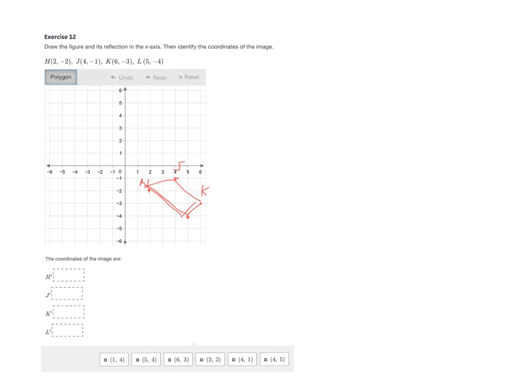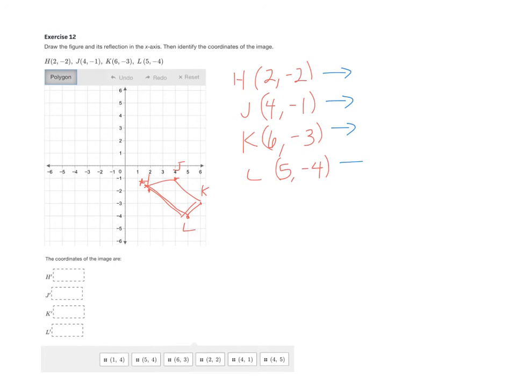Alright. And H, J, K, and this is L. Let me just write the points over here. We've got H is 2, -2. J is 4, -1. K is 6, -3. L is 5, -4. And we're going to put these through the rule. And the rule is that we're going to reflect it over the x-axis.